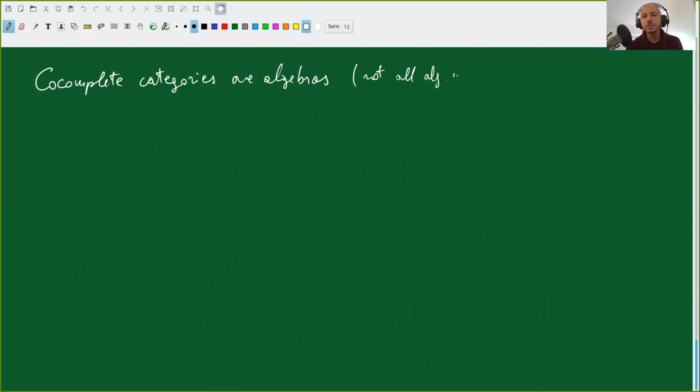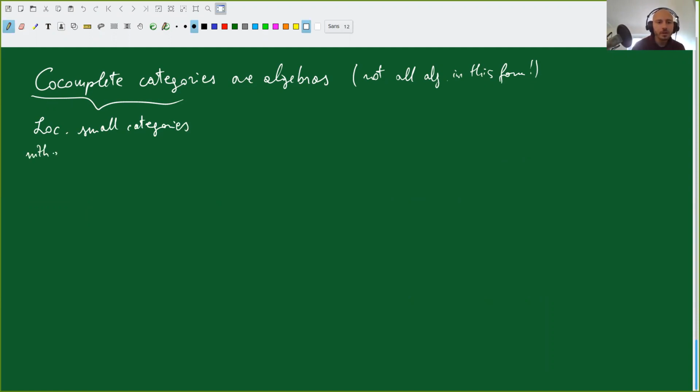Okay. Now, what are the algebras? Well, short answer, I don't know, but I can tell you that cocomplete categories are algebras. Not all algebras are in this form. So how does this work? First of all, what do I mean by cocomplete? Let's be careful with size issues. I mean locally small categories with all small colimits. Okay. So I don't want just posets.